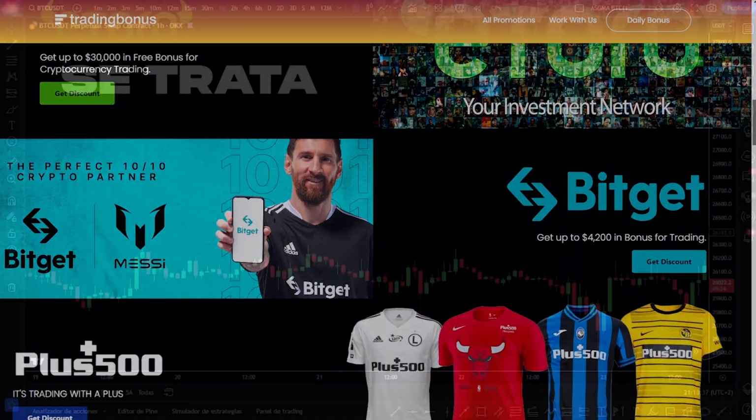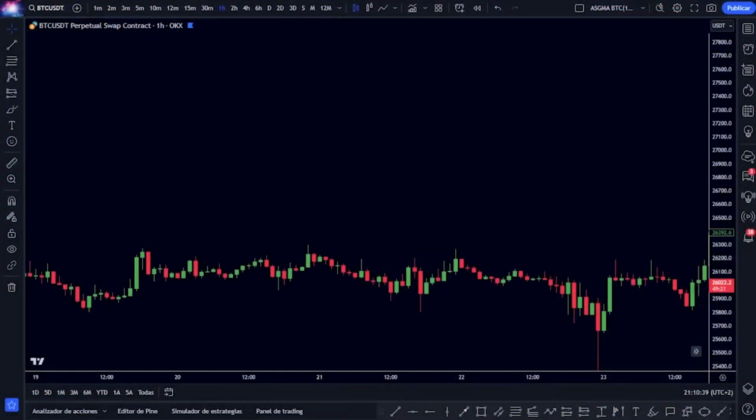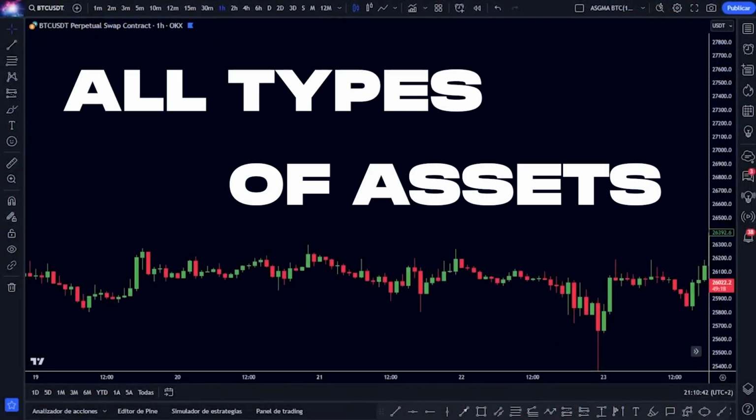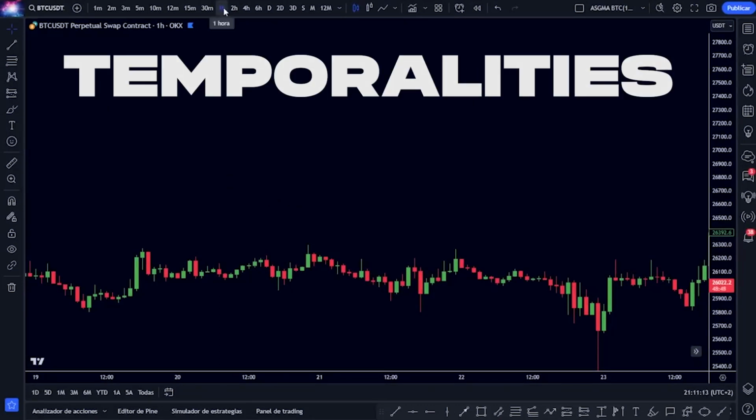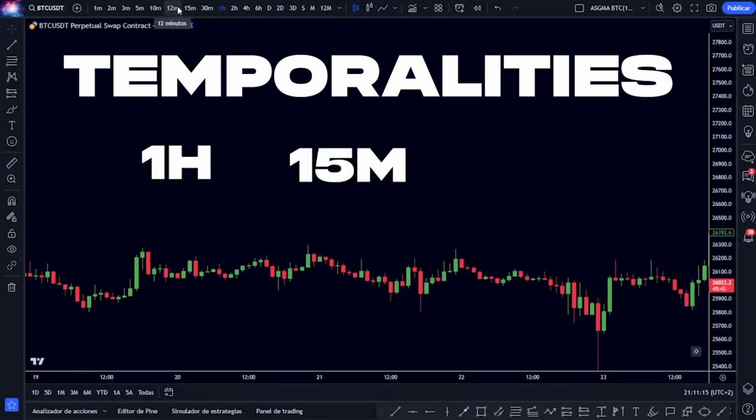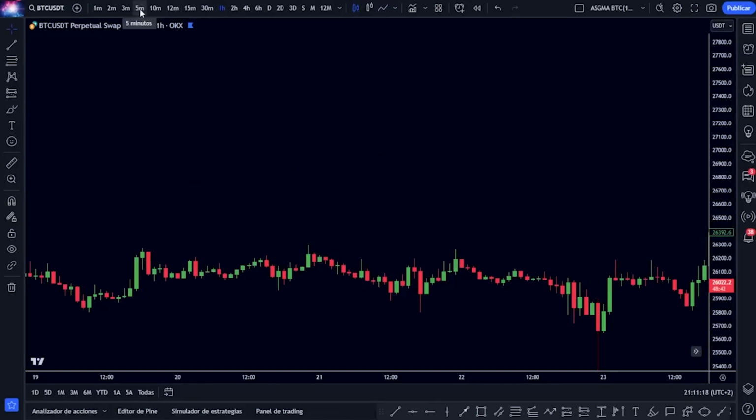This is a strategy that can be used in all types of assets, whether stocks, forex, or cryptocurrencies. We are going to enter in the timeframes of 1 hour, 15 minutes, and 5 minutes, making it a very versatile strategy for all types of traders.